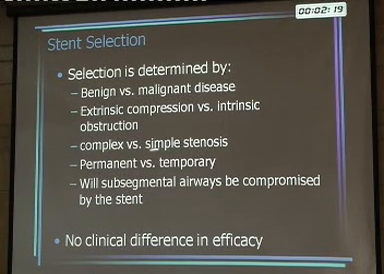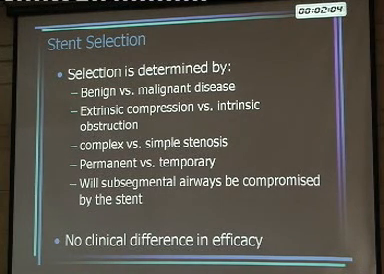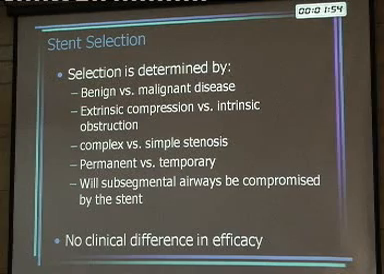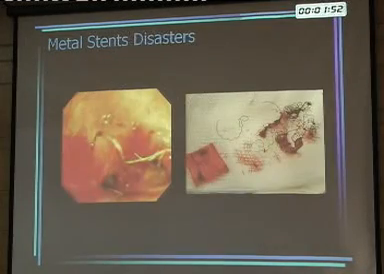Whether it's a very complex or simple stenosis, sometimes it's hard to put silicone stents if it's a very complex stenosis. Again, permanent versus temporary, because the metallic stent, you cannot remove them after a specific period of time. And then also you want to look at, does your stent obstruct other airways, such as upper lobe, and that you may have to do a silicone stent and create a window. There's really no difference in efficacy clinically. They both work well in malignant disease.